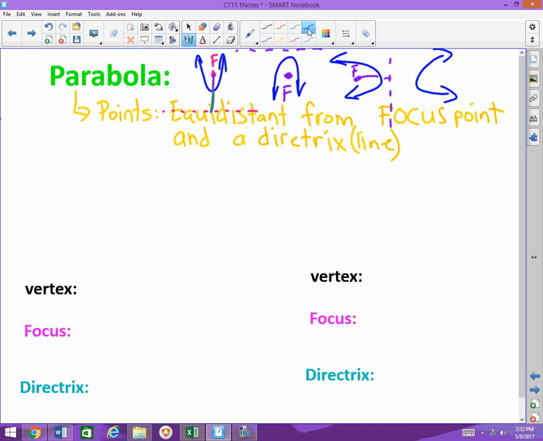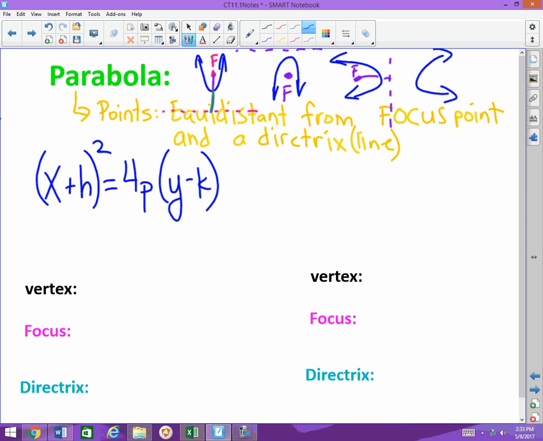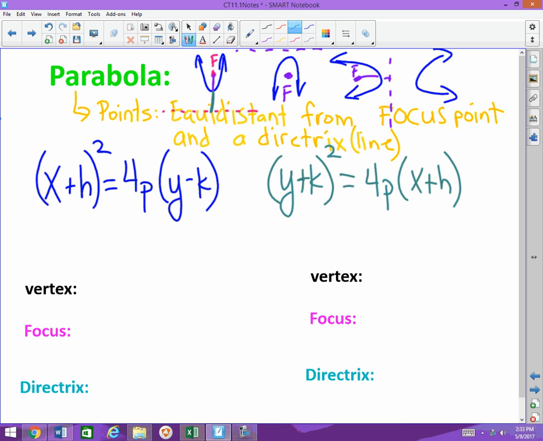So, an equation would be x plus h squared equals 4p times y minus k. That's how the general form of it is written. Or if you're the other way, it would be y minus k squared equals 4p times x. Oh, we're going to put plus, sorry about that. We're going to put plus on all of them. X plus h, so this should be a plus there as well.